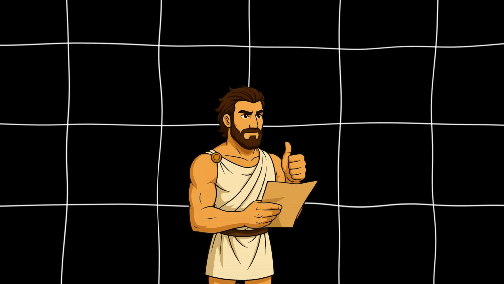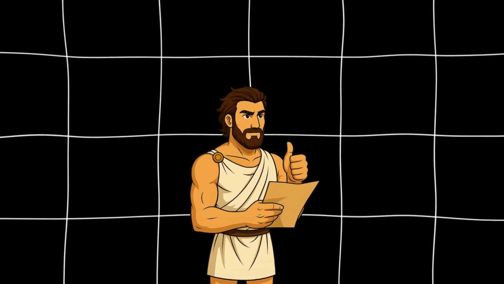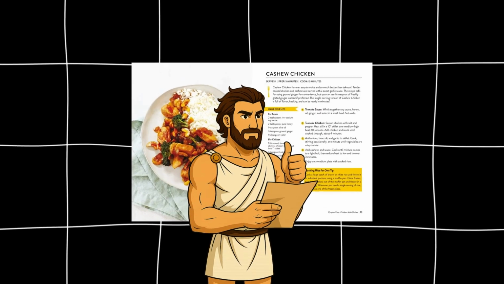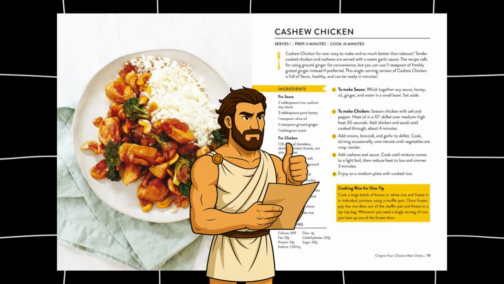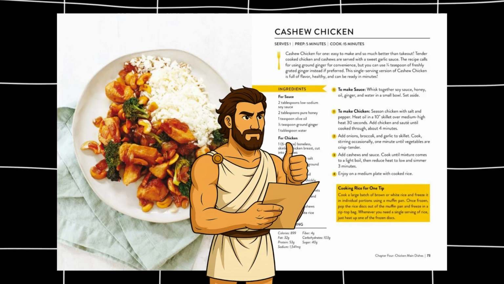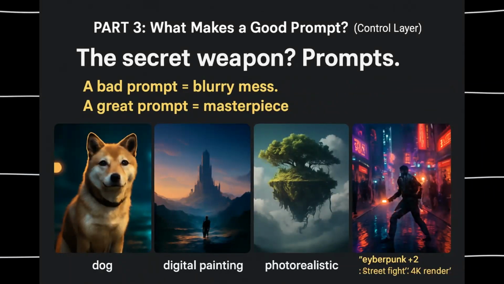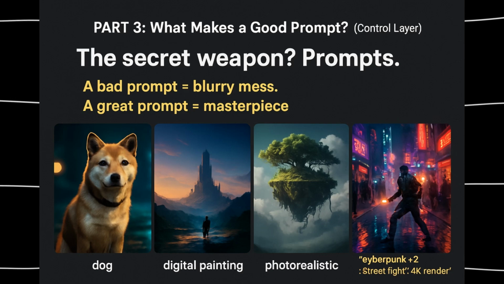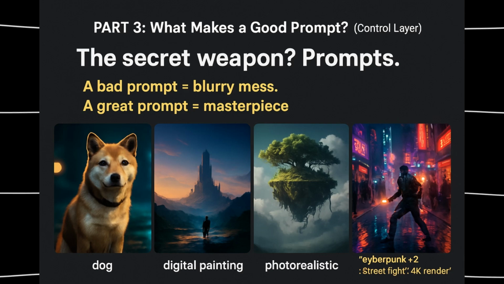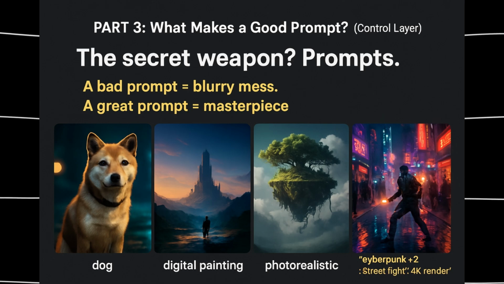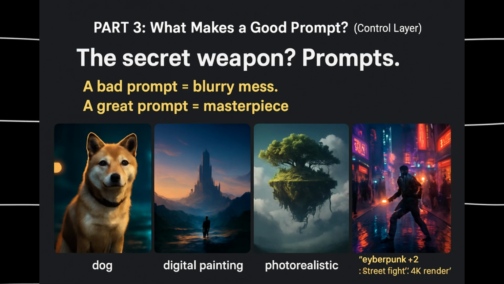Now, here's where the magic really happens. Prompts. Think of a prompt like a chef's recipe. It's not just what you want, but how you want it served. A simple prompt like "dog" will give you a plain, unseasoned result. Maybe just a stock photo of a golden retriever, but add layers and you unlock the full creative power.